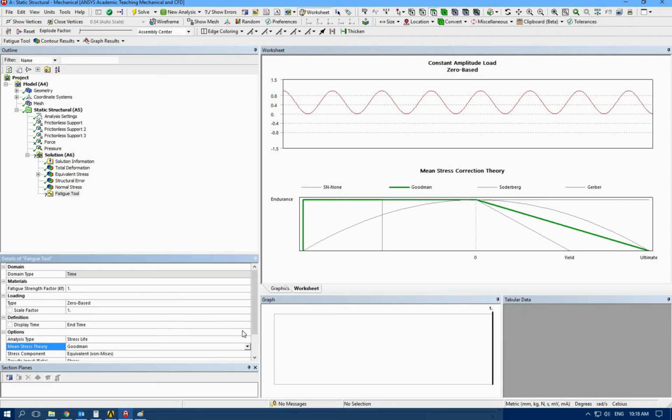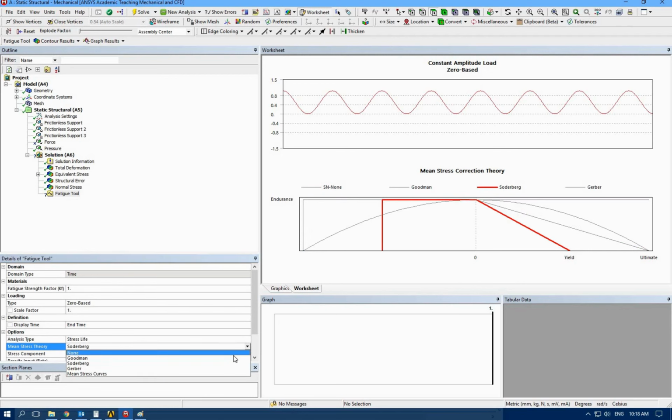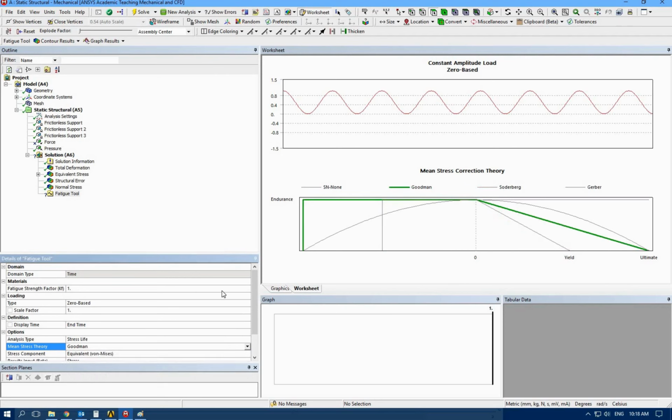For example, the green one is for Goodman. If you select Soderberg, it is going to be the red one. We are going to use Goodman as I explained earlier. And all the calculation is going to be based on equivalent stress and nothing more important.